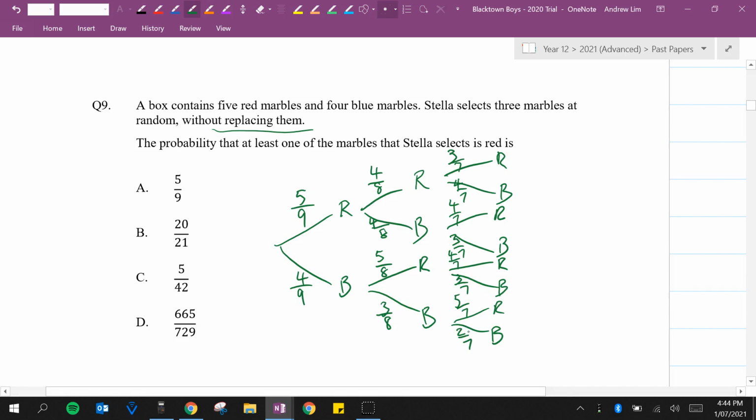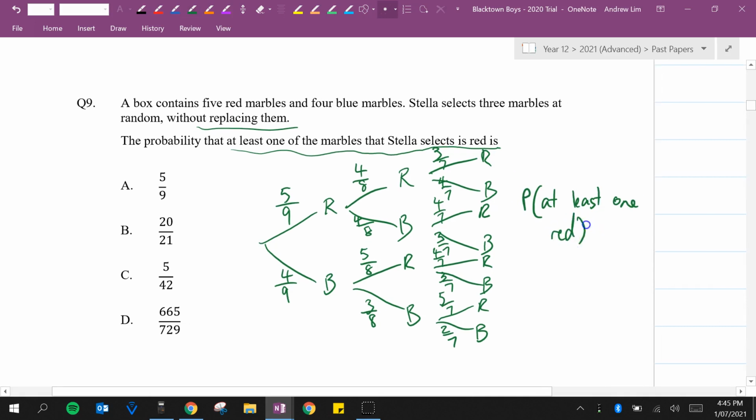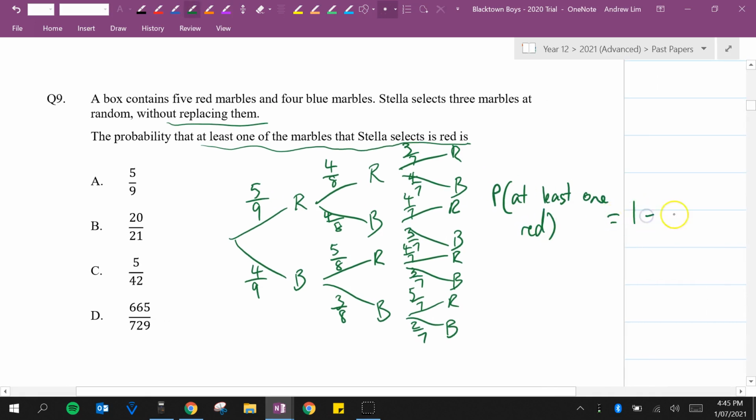So the question says the probability that at least one of the marbles that Stella selects is red. So I think the easiest way to do that is find the probability when none of them are red, so they're all blue, and we'll just do 1 minus that. So the probability that at least one red is equal to 1 minus the probability of blue, blue, blue.